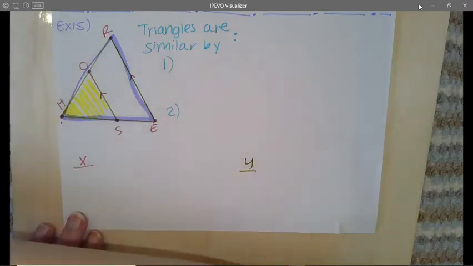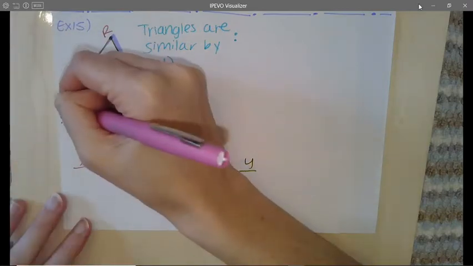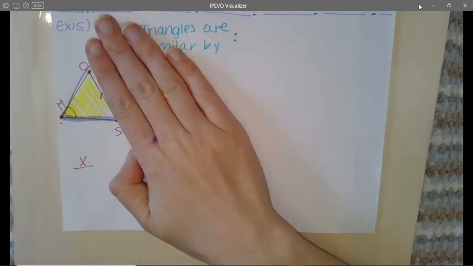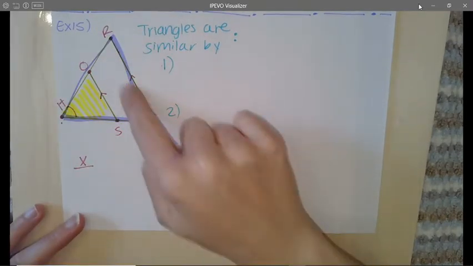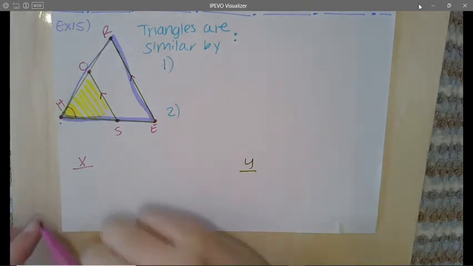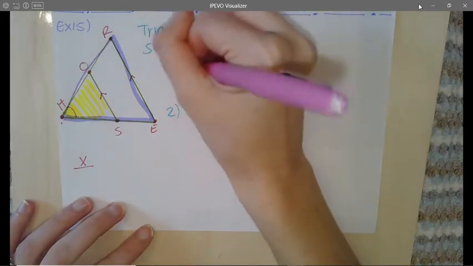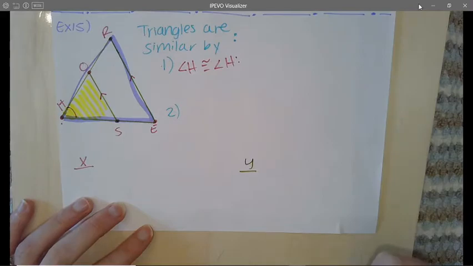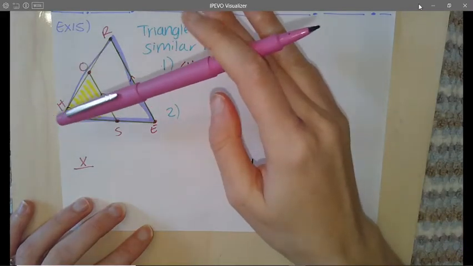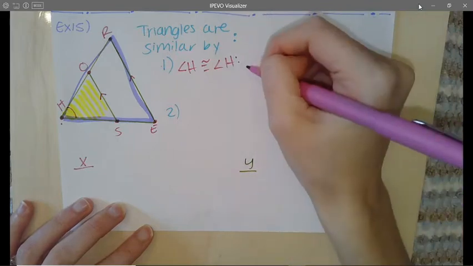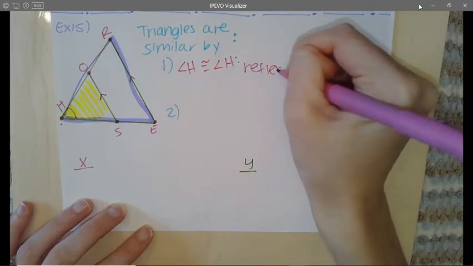So I'm going to mark angle H in my picture. Angle H is not only in the little triangle, it's also in my big triangle. So I know that they share the same angle, which means they have a common angle, and that means that angle H is congruent to angle H. And what is it called when we have a shared angle, or when something is congruent to itself? It would be the reflexive property. So this is the reflexive property.